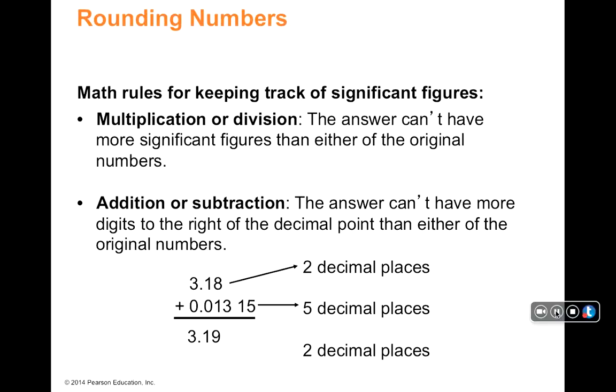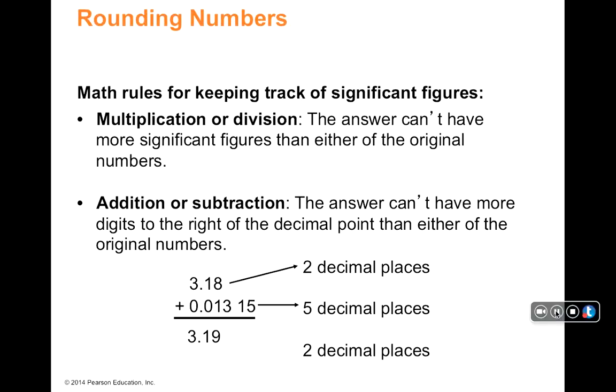The rule for addition or subtraction is that the answer can't have more digits to the right of the decimal point than either of the original numbers, or any of the original numbers if there's more than 2. So you look at all of the values that you have, you look to the right of the decimal point, and you determine how many digits you have to the right of the decimal.